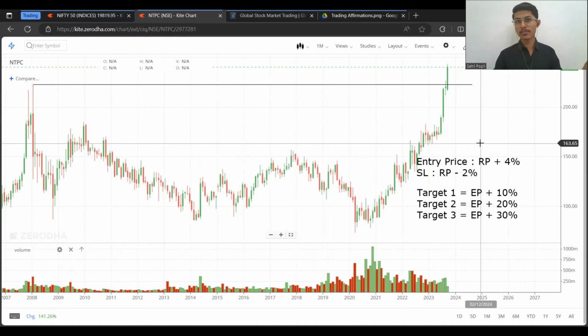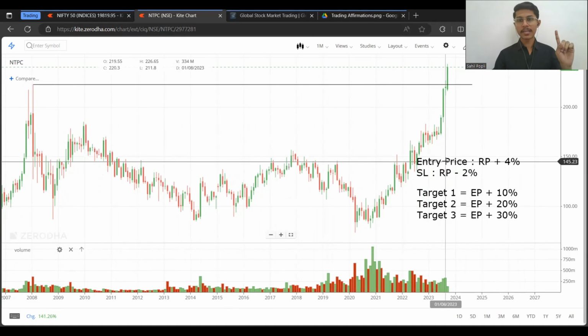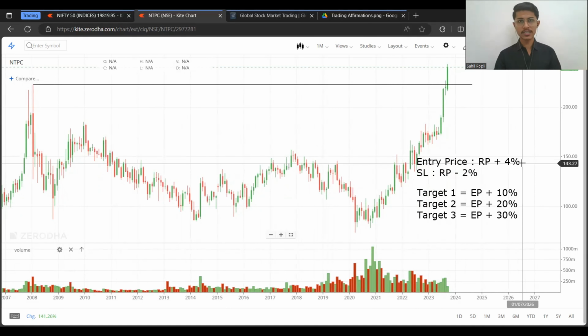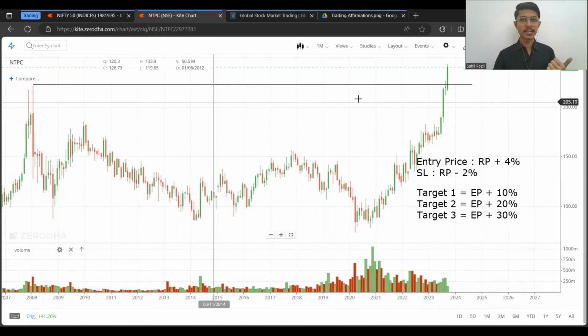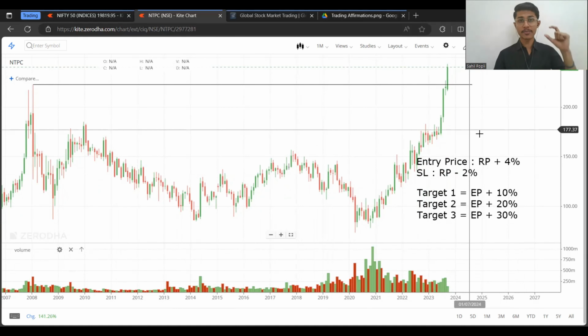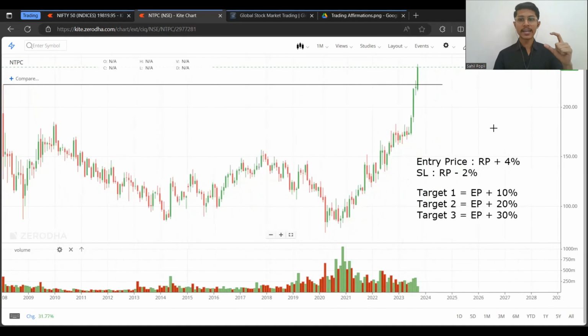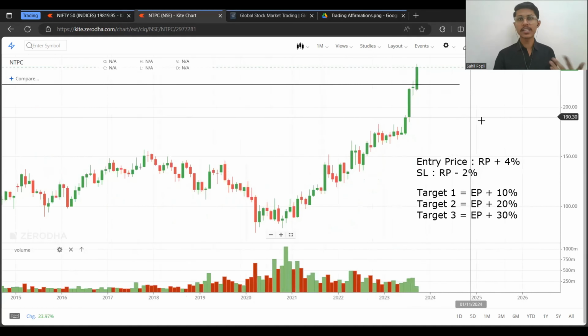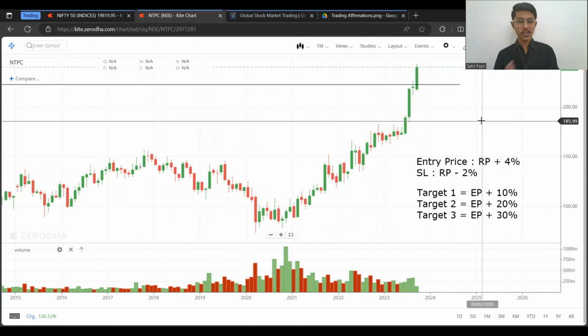Now the strategy is going to be as simple as that. The entry price is going to be 222 plus 4%, where we have to actually enter the trade, and the initial stop loss is going to be the resolution point, that is 222 minus 2%, where we can initiate the trade with 6% as our initial stop loss, and our potential reward can be the entry price plus 10%, 20%, and 30%. Although this is just the initial part of it, and in further videos, maybe I'll be discussing in more depth about this particular strategy, because there are different variations where we can keep trailing our stop losses.